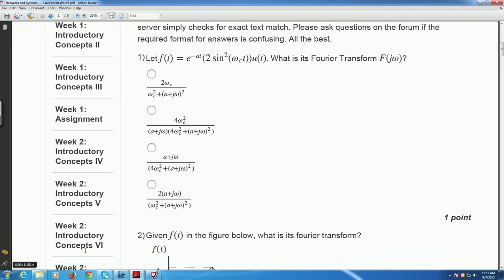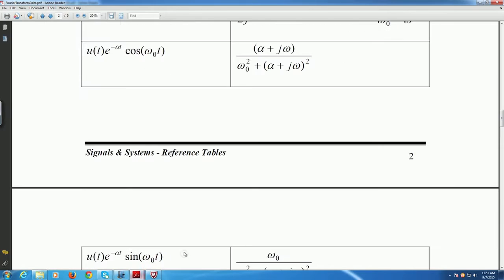This is the question, and the question says I need the Fourier transform for e power minus a t times 2 sin squared omega c t u of t. Now, if you go through the table, I seem to have a Fourier transform pair which is kind of close to this, except that it has e power minus a t cos omega naught t. It does not have sin squared or something.